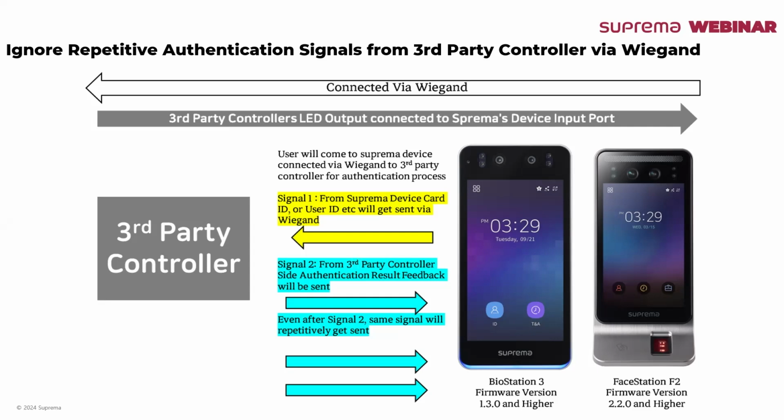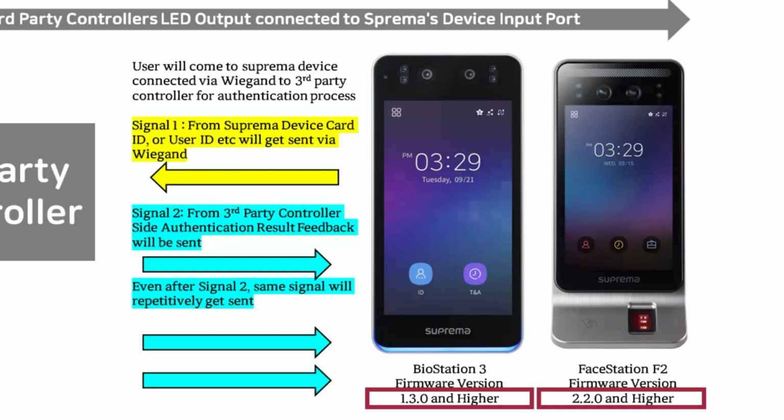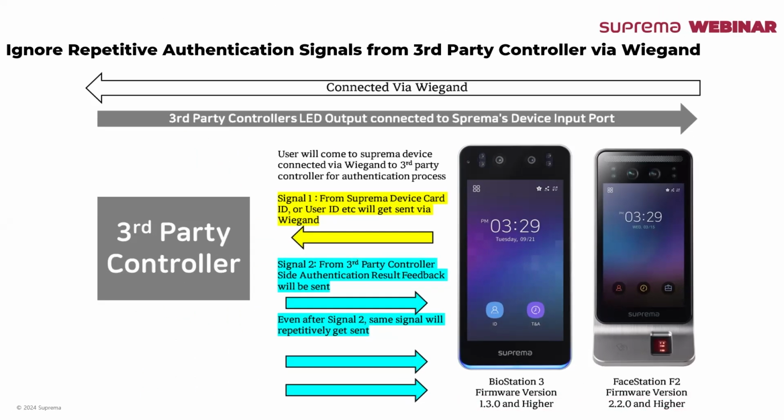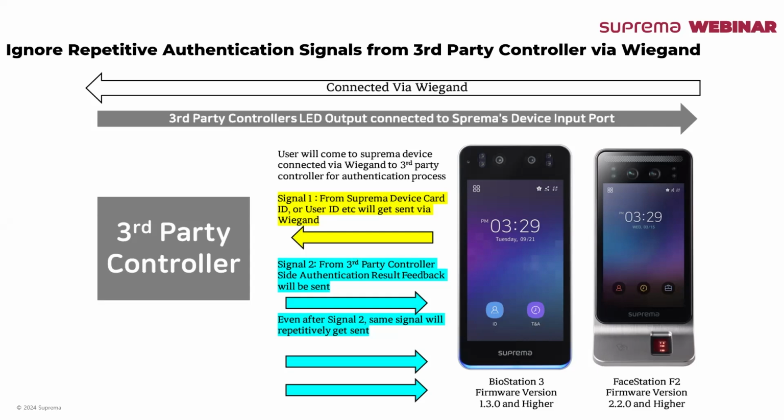But remember, when it comes to devices with new features working with BioStar 2, the most important part of all is to check the firmware version. You must. It's a very critical matter for you to check that you are using the proper version for this feature. So when integrating a Suprema product with a third-party controller via Wiegand, major third-party controllers are generally designed to send the same authentication feedback multiple times, which causes the Suprema device to go into a loop, showing the repetitive results over and over again.